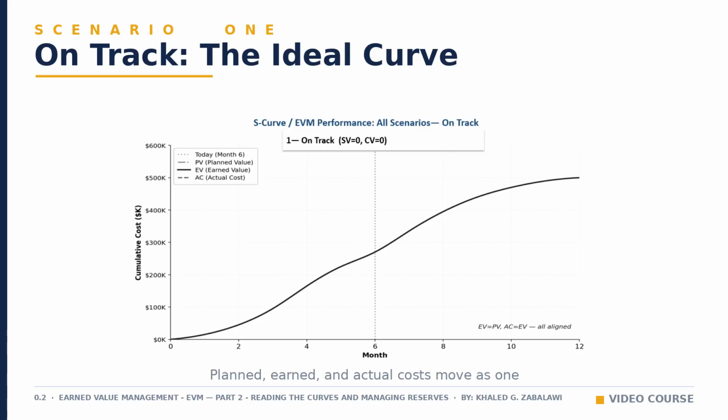This first chart shows the pattern every project manager hopes for. 3 lines, planned value, earned value, and actual cost, sit directly on top of each other for the entire life of the project. At the 6-month mark, marked here as today, there is no gap between the lines at all. Cost variance is 0, schedule variance is 0, and both performance indexes sit exactly at 1. The project is earning exactly $1 of value for every dollar spent and finishing exactly the work it promised to finish by this point in time.